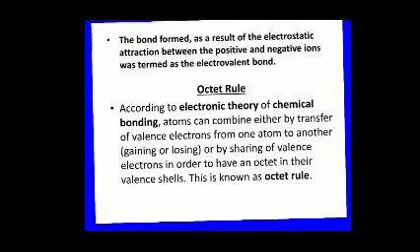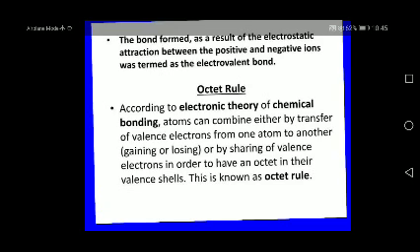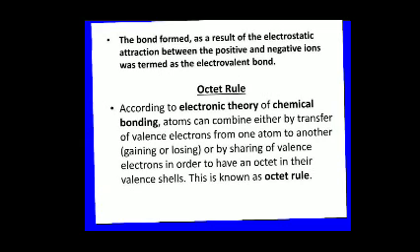When atoms are unstable, those unstable atoms get an 8-electron configuration in their valency cell for stability. How do they form an 8-electron configuration in the valency cell? By the transfer of electrons or by sharing of electrons between the atoms to form an 8-electron configuration in its valency cell, which is called the octet configuration.